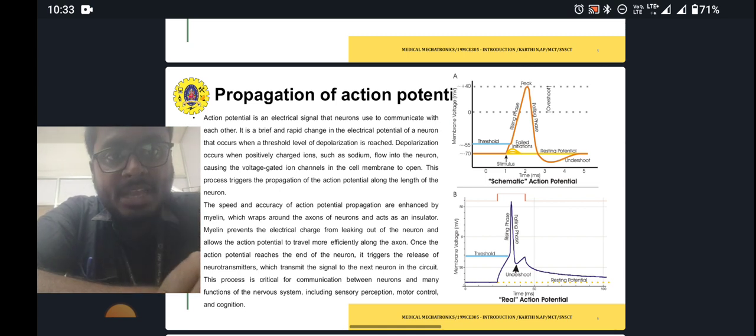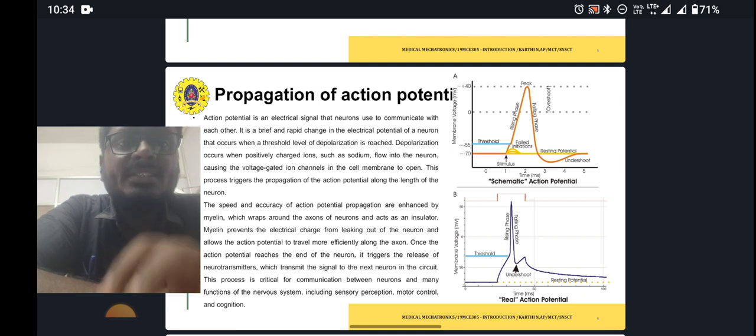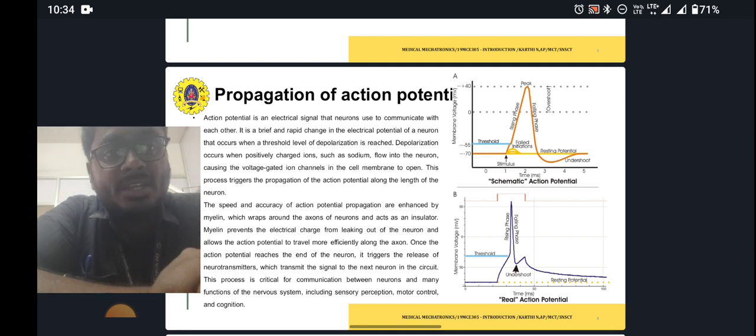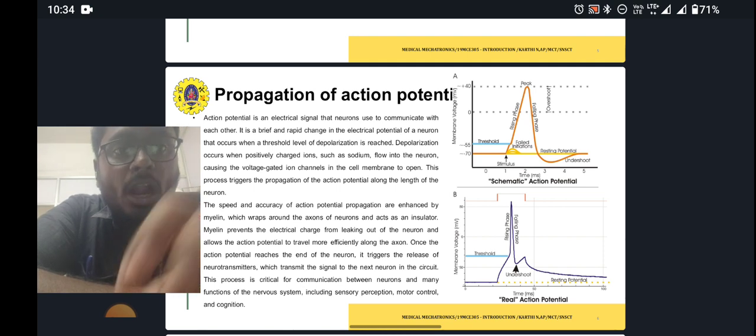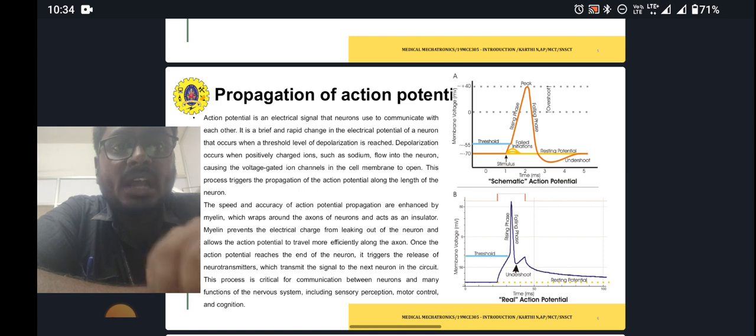The speed and accuracy of action potential propagation are enhanced by myelin, which wraps around the axons of the neuron and acts as an insulator. Myelin prevents the electrical charge from leaking out of the neuron and allows the action potential to travel more efficiently along the axon. Once the action potential reaches the end of the neuron, it triggers the release of neurotransmitters, which transmit the signal to the next neuron in the circuit.